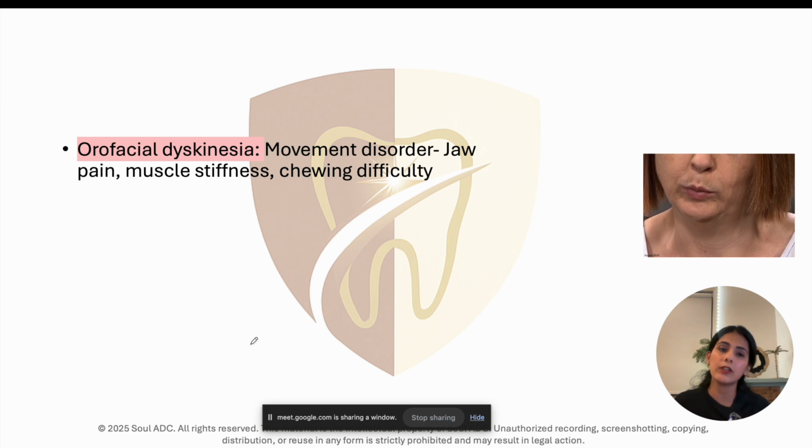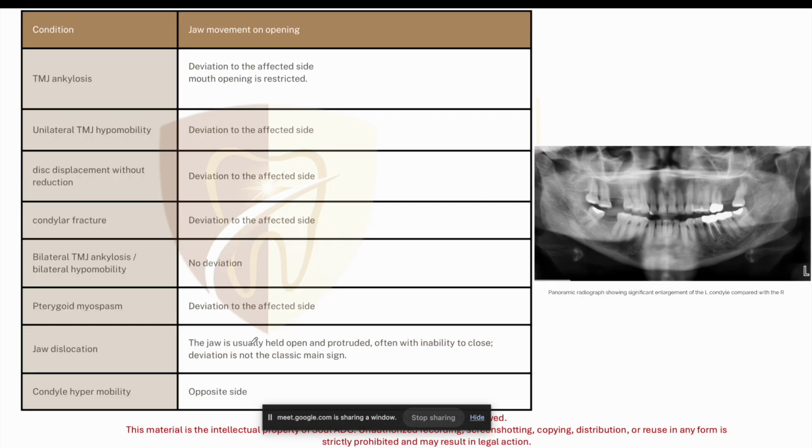There is another condition called tardive dyskinesia, where more than your face, other parts are also getting involved. So please remember this one. You can take a screenshot of this slide.